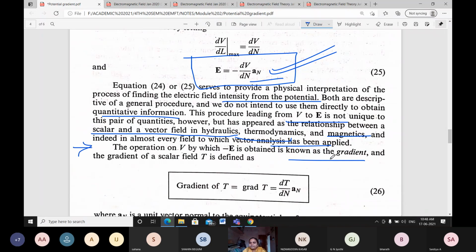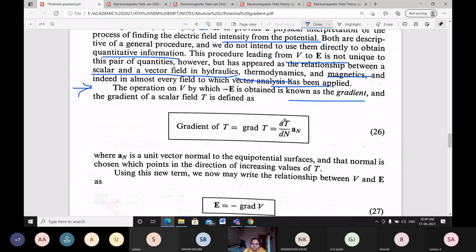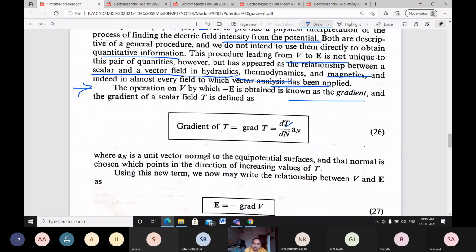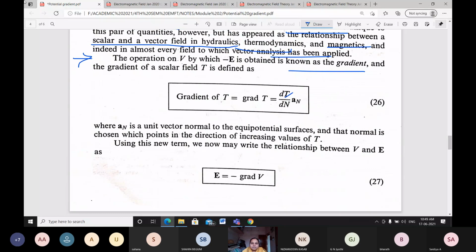The gradient of a scalar field T is defined as grad T equals dT divided by dN times aN. Here, instead of T, it is going to be V in the previous case. Where aN is a unit vector normal to the equipotential surface, and that normal is chosen which points in the direction of increasing value of T. Based on this, we can write the relationship between V and E.